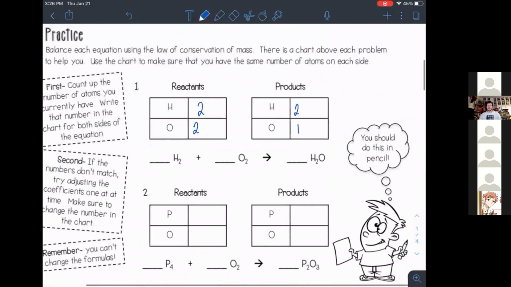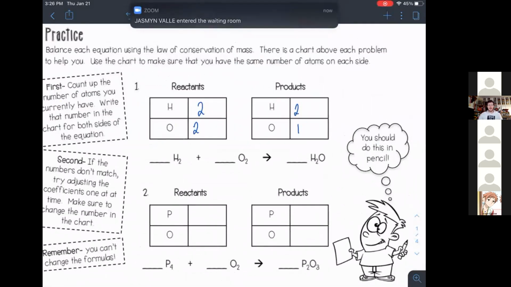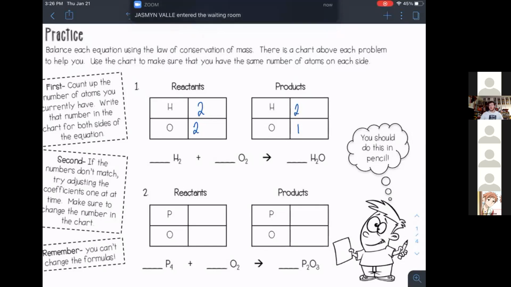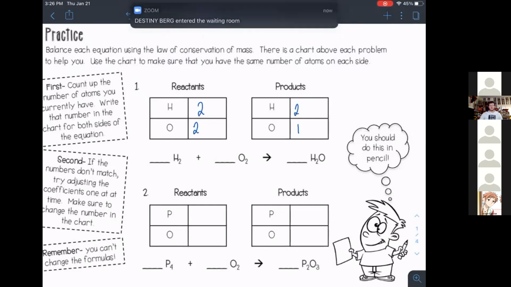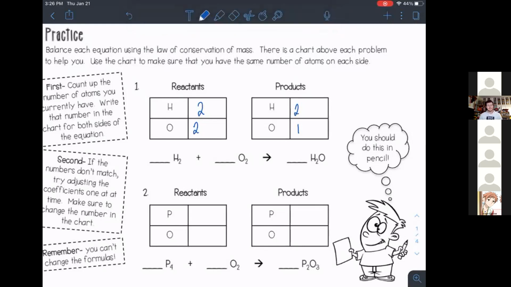All right, so I know it says do it in pencil because if we had paper, doing it in pencil would be perfect. We don't have paper, so doing it on your iPad, you should be able to erase things if need be and change things if need be. So that part we can ignore. But the second thing it says is if the numbers don't match, try adjusting those coefficients one at a time to make the numbers match up in the chart.